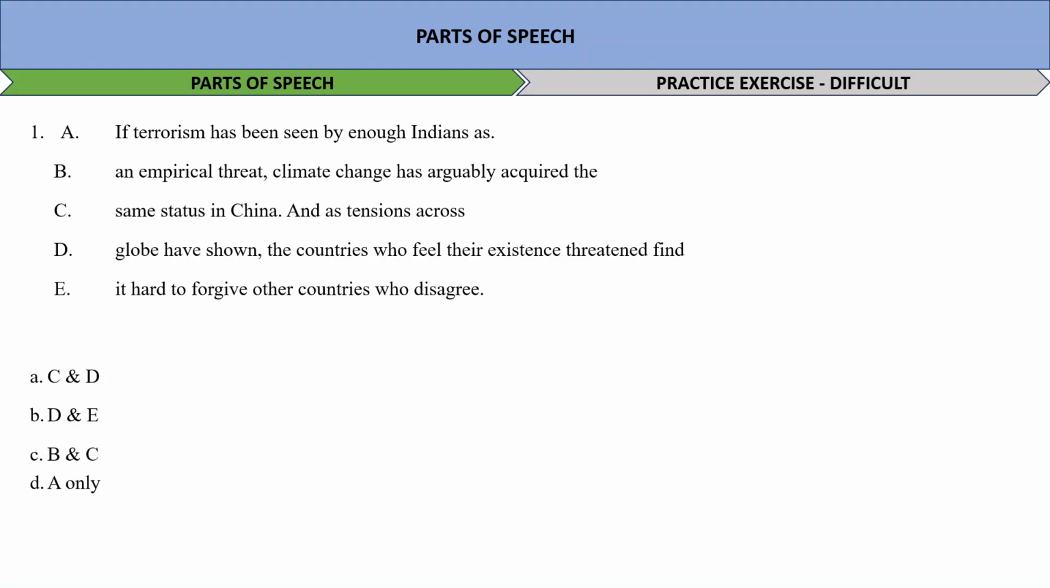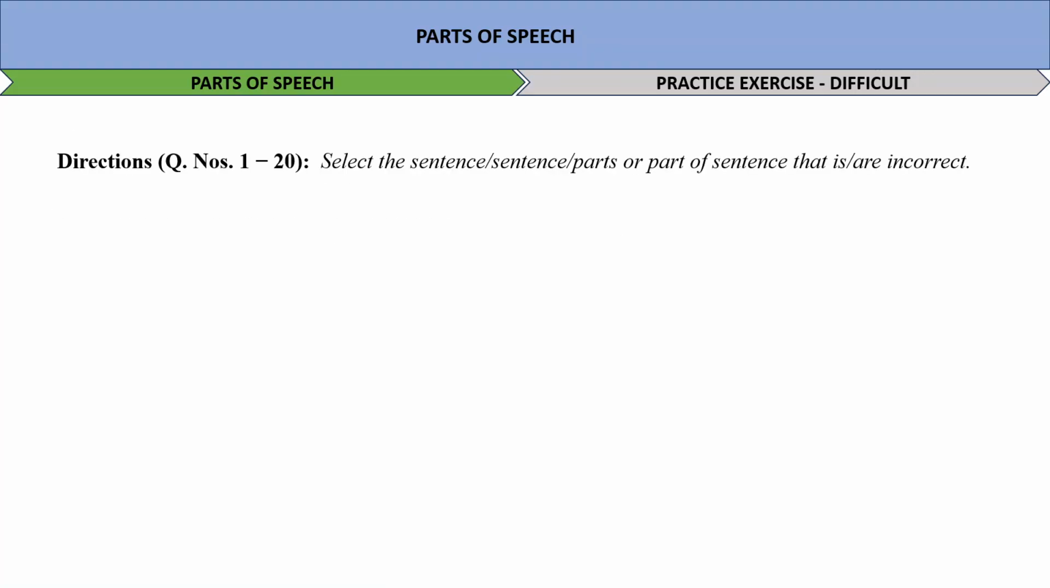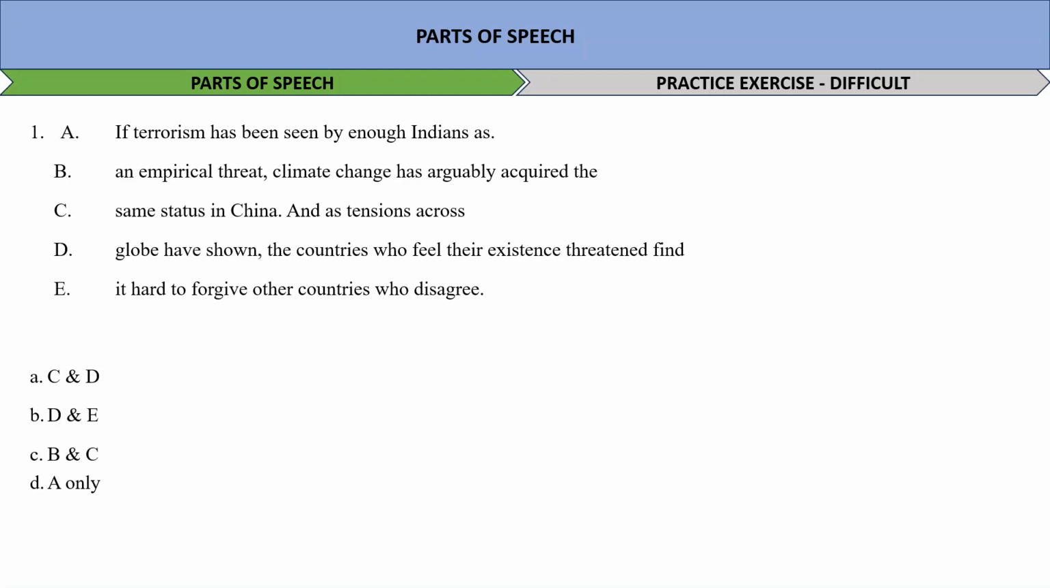Let's just read the question first. If terrorism has been seen by enough Indians as an empirical threat, climate change has arguably acquired the same status in China. And as tensions across globe have shown, the countries who feel their existence threatened find it hard to forgive other countries who disagree. So this is a whole paragraph divided in 5 sentences, A, B, C, D and E. We have to pick up the sentences which are incorrect, which are used incorrectly.